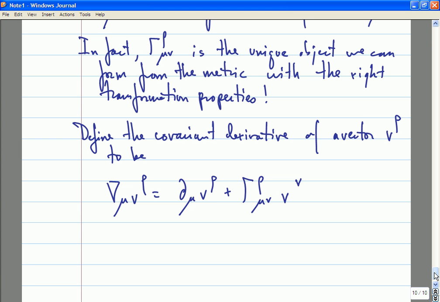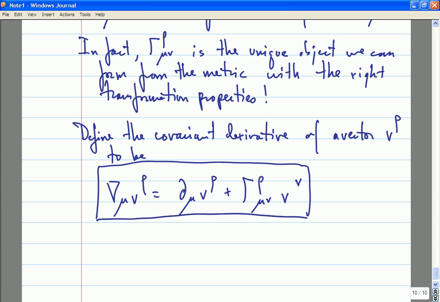Okay, this, I think, is a good place to stop. So I should just end by mentioning that this covariant derivative has many of the properties that we have come to know and love of standard derivative operators. But it also has some novel properties that we have not come to know and love, but which we will come to know and love over the next week.